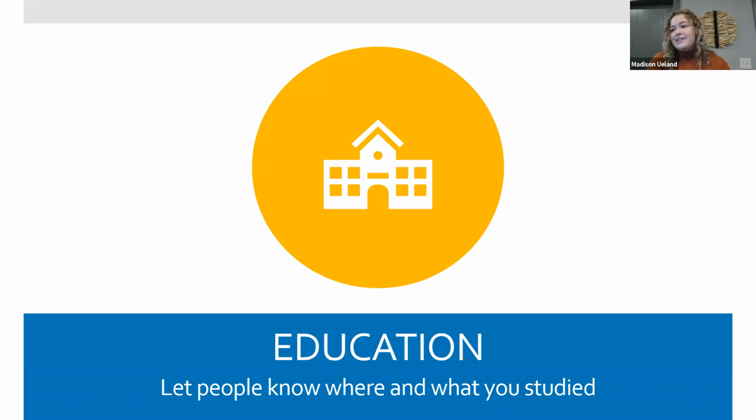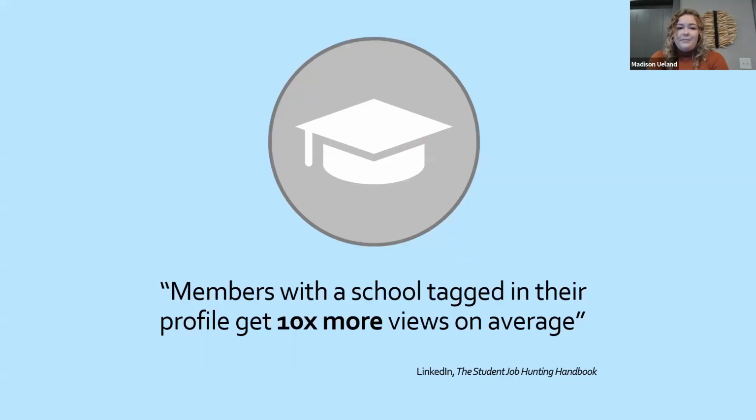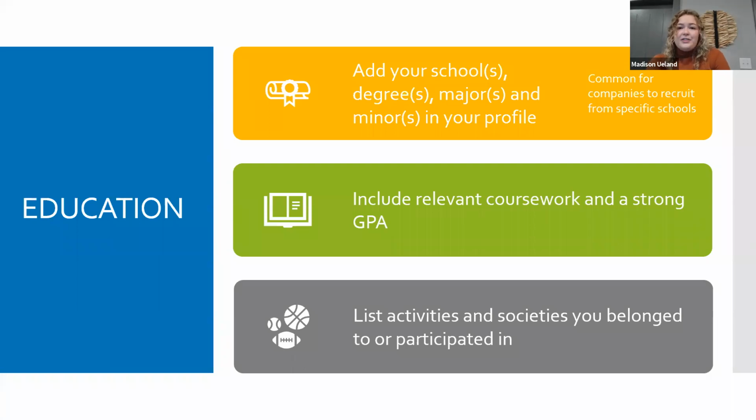On to education, which of course, as mentioned previously, is what's most important for my research as a recruiter who hires from universities. So let people know where and what you studied. And members with a school tagged in their profile get 10 times more views on average. If you add your school, you want to add your degree, your majors, and if you feel confident in your GPA, add that. And then list activities and societies you belong to or participated in, which obviously everyone on this call did. So definitely add that to your LinkedIn.